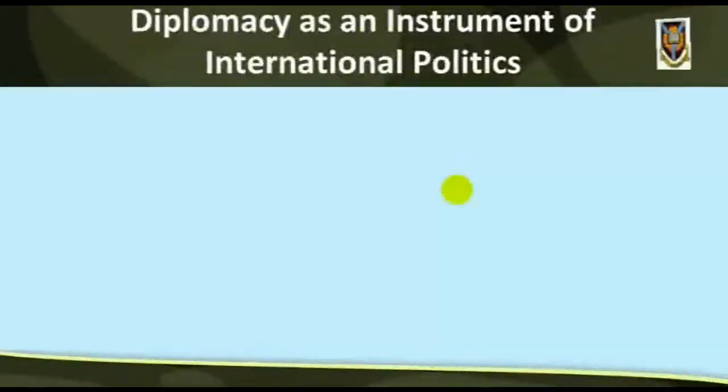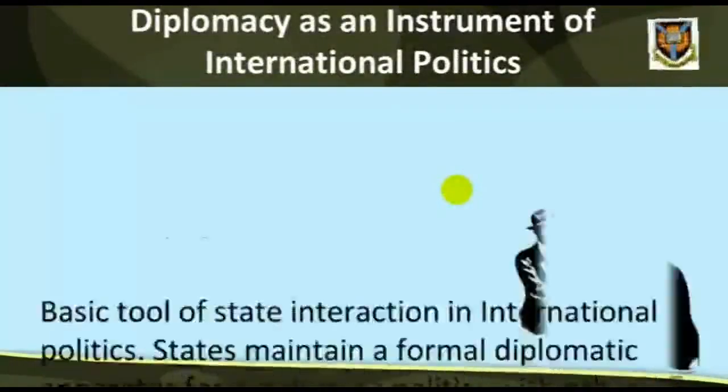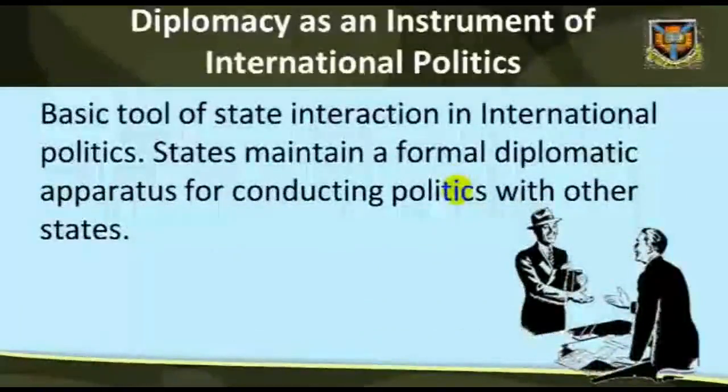Diplomacy as an instrument of international politics. As earlier indicated, diplomacy is the basic tool of state interaction in international politics. This is because the process of reaching international decisions is through diplomacy. Thus, states maintain a formal diplomatic apparatus for conducting politics with other states.